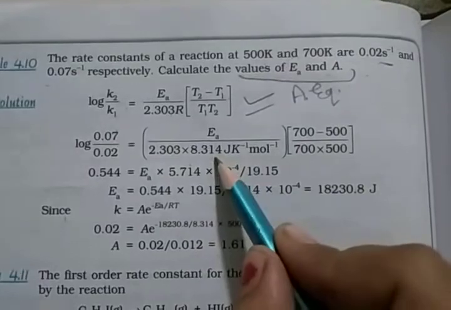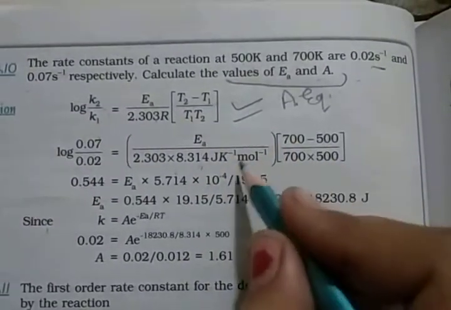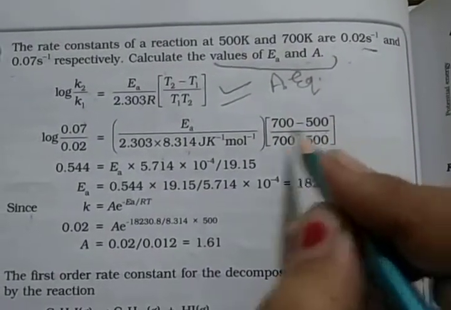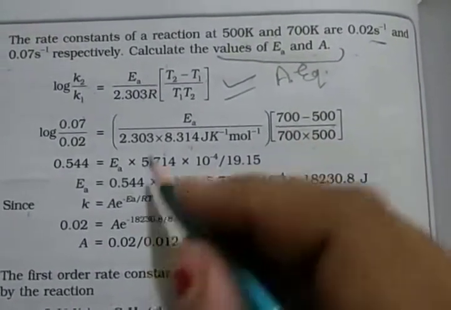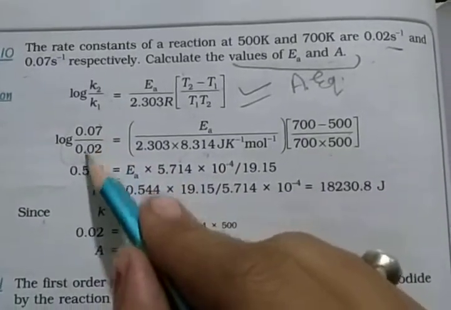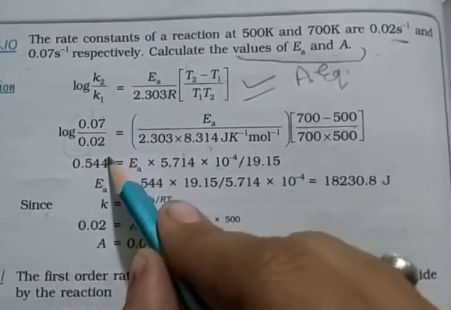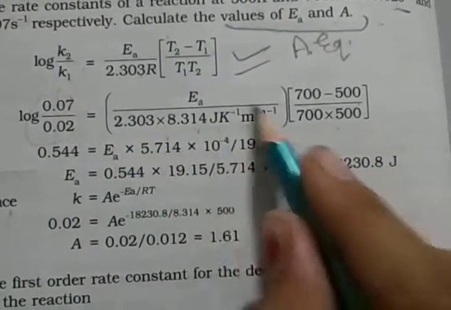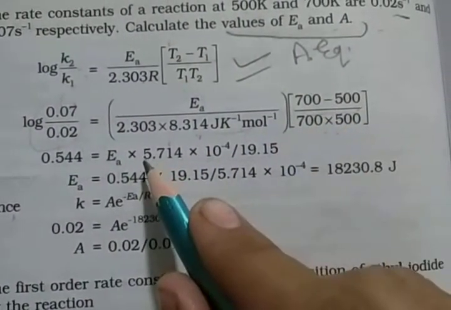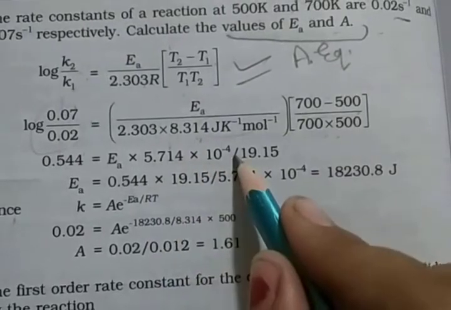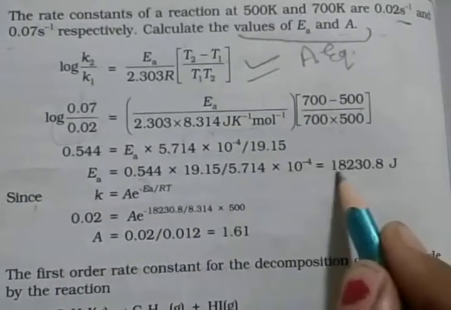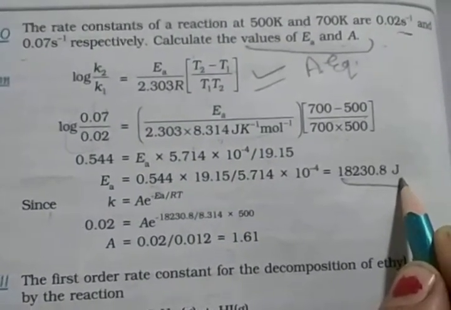2.303, gas constant value 8.314 joule Kelvin inverse mole inverse. T2 700 minus T1 500, divided by T1 T2 multiplied. The log value: log 7 minus log 2 comes to 0.544. Then Ea, multiply this value and calculate: 5.714 into 10 to the power minus 4 divided by 19.15. So calculate, and this value comes in joules because it is an activation energy.